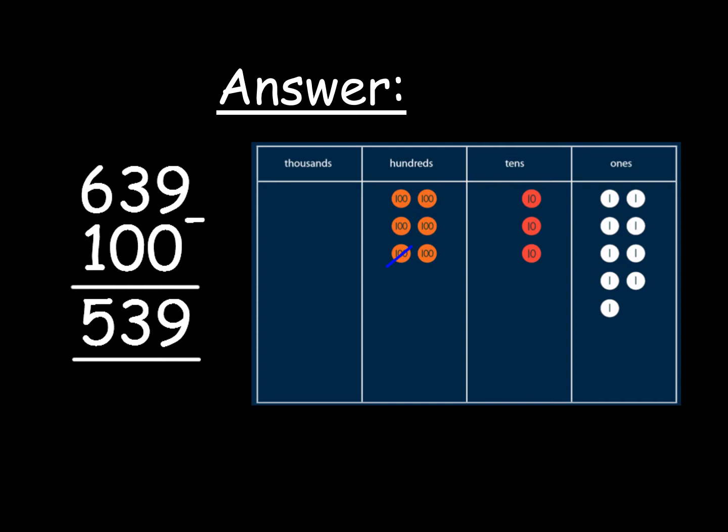And again, you could have used your column to help to solve it. So, 639 take away 100. Always start with the biggest number to begin with. So 9 take away 0 is 9. 3 take away 0 is 3. And 6 take away 1 is 5.